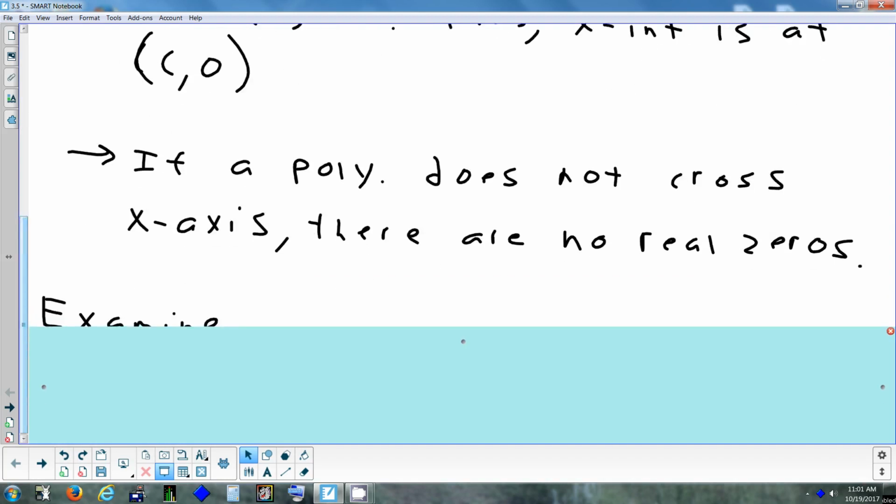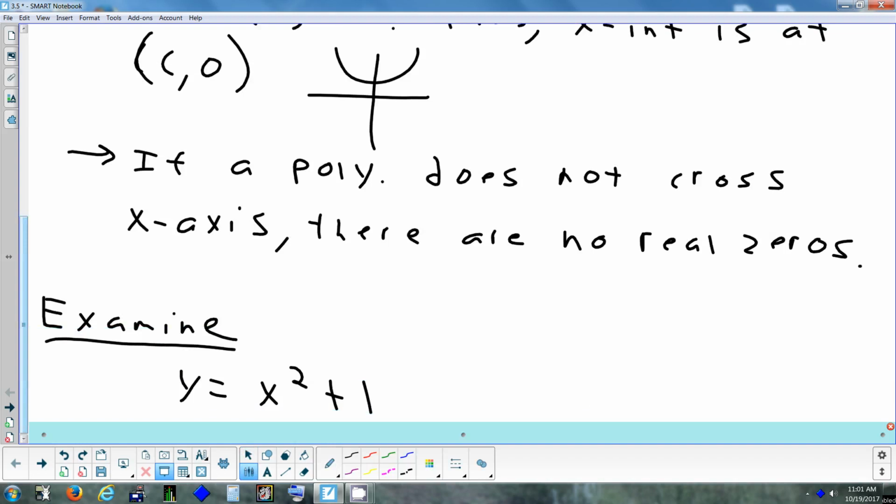And how could you get an imaginary root? If you had something like this, and I asked you, where does that parabola cross the x-axis? It doesn't. So if it doesn't cross the x-axis, there aren't going to be any real numbers that are roots. Here's an example of an equation. Actually, that equation could be that picture. It's a parabola shifted up 1.